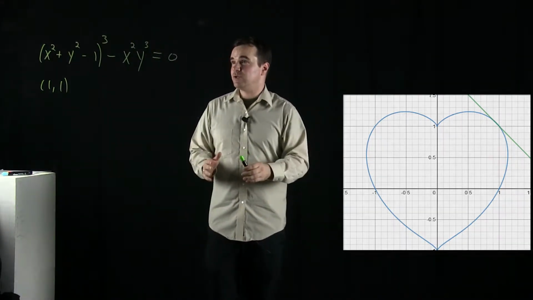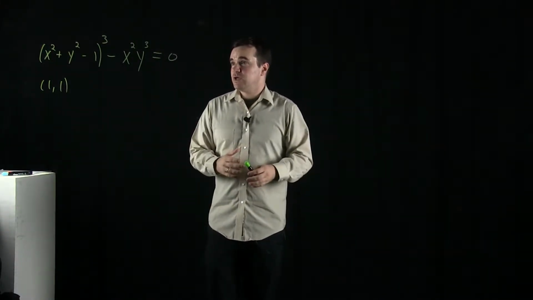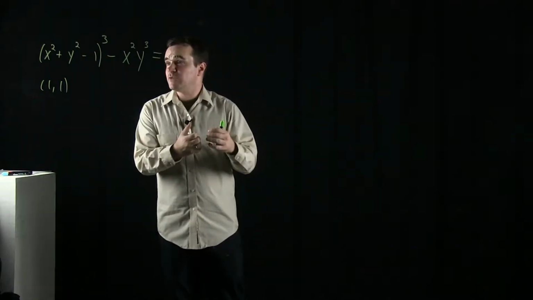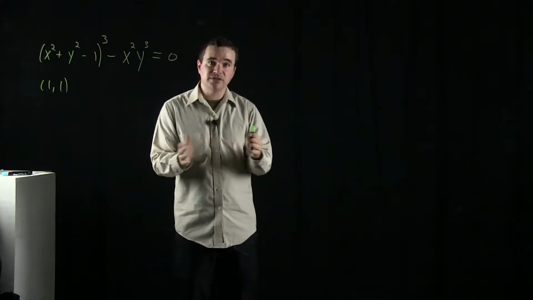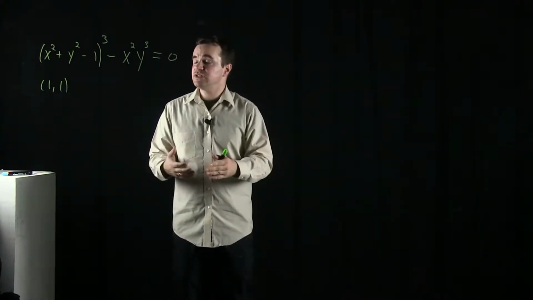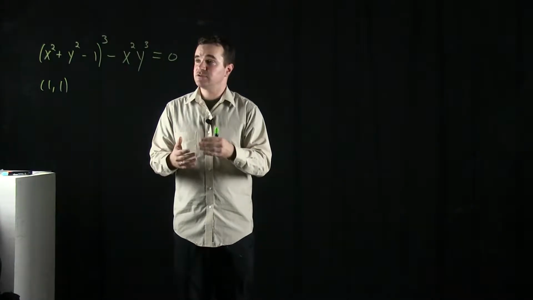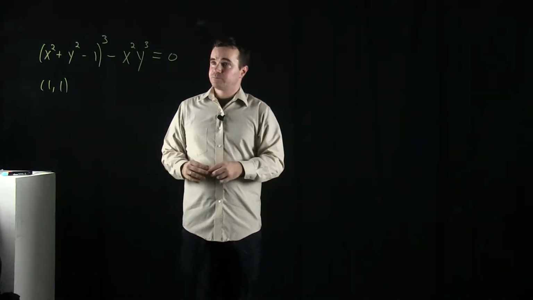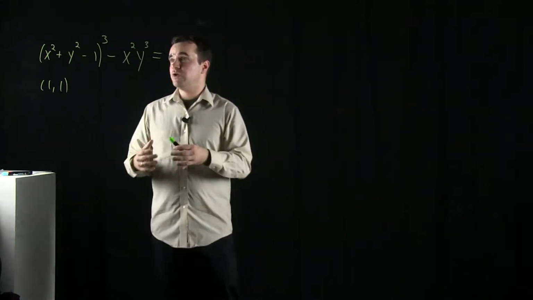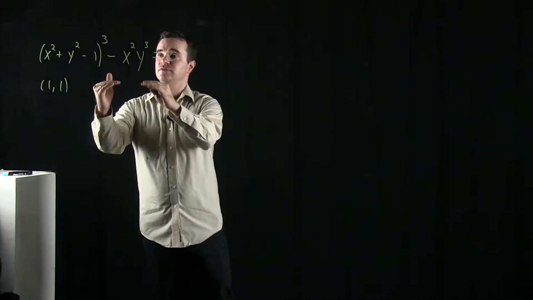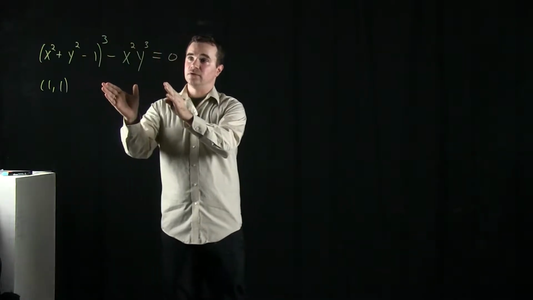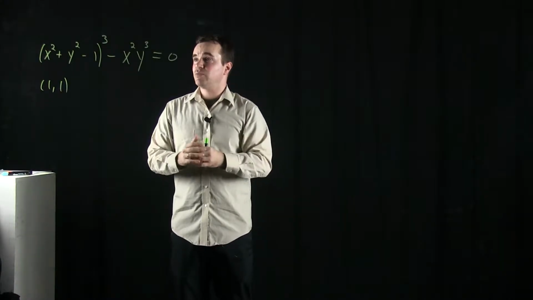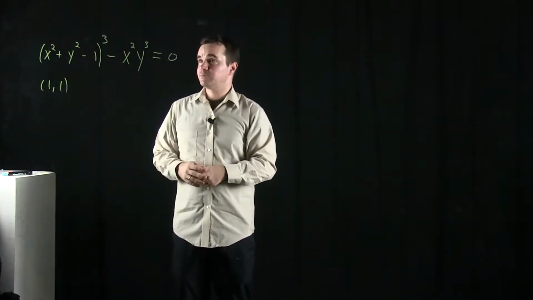Okay, so here we go. What we want to do is find the slope of the tangent line, because we've already got a point. We already know that tangent line goes through the point (1, 1). We just need the slope. That slope is going to be y prime. So how do we find that? What we want to do is take the derivative of the equation on the left-hand side with respect to x. And then we're going to solve for y prime, and that'll be the slope.